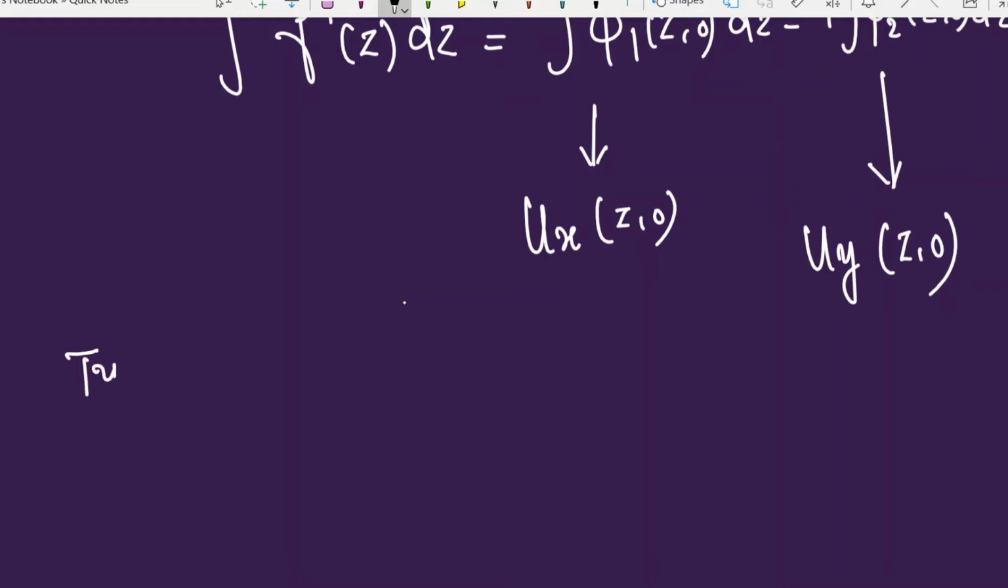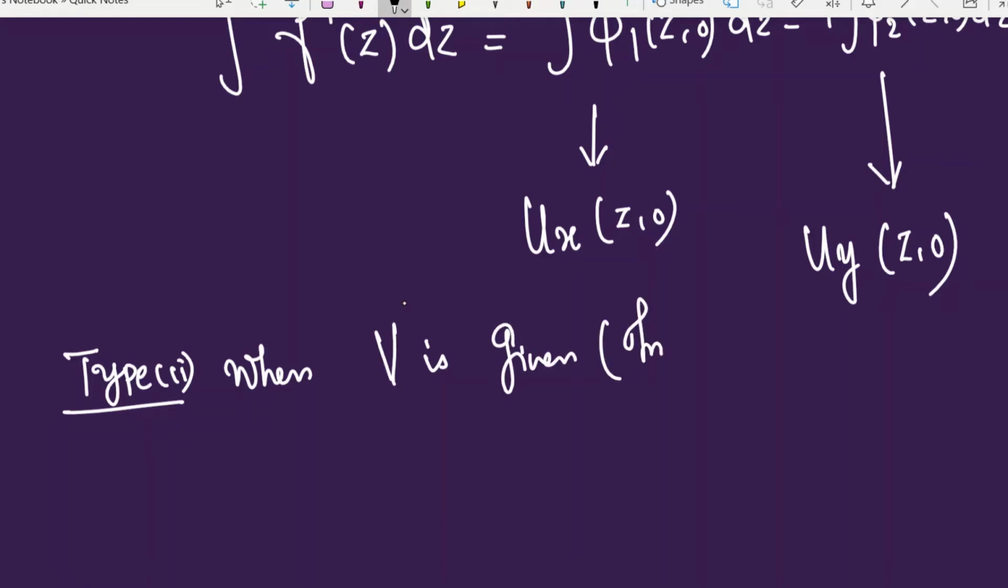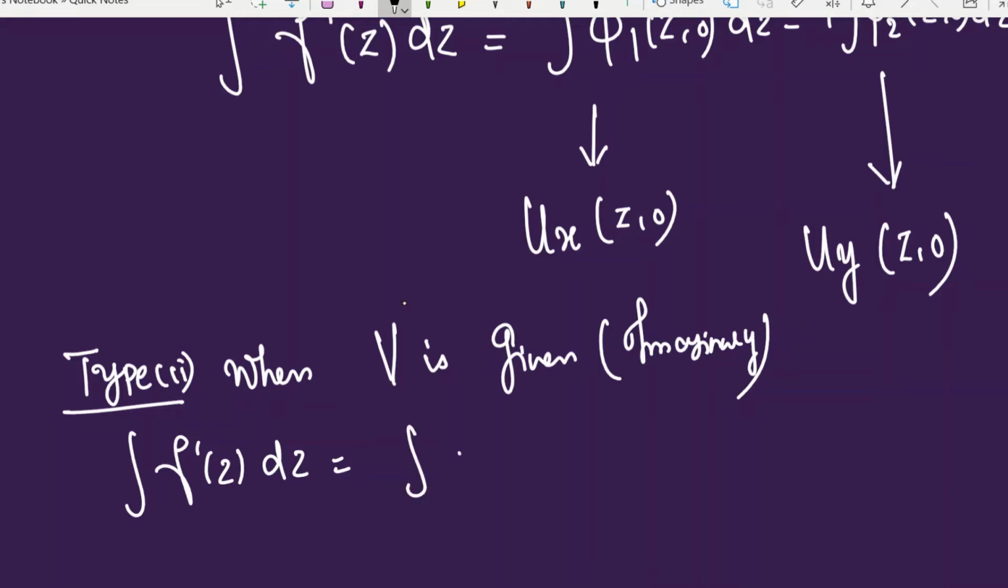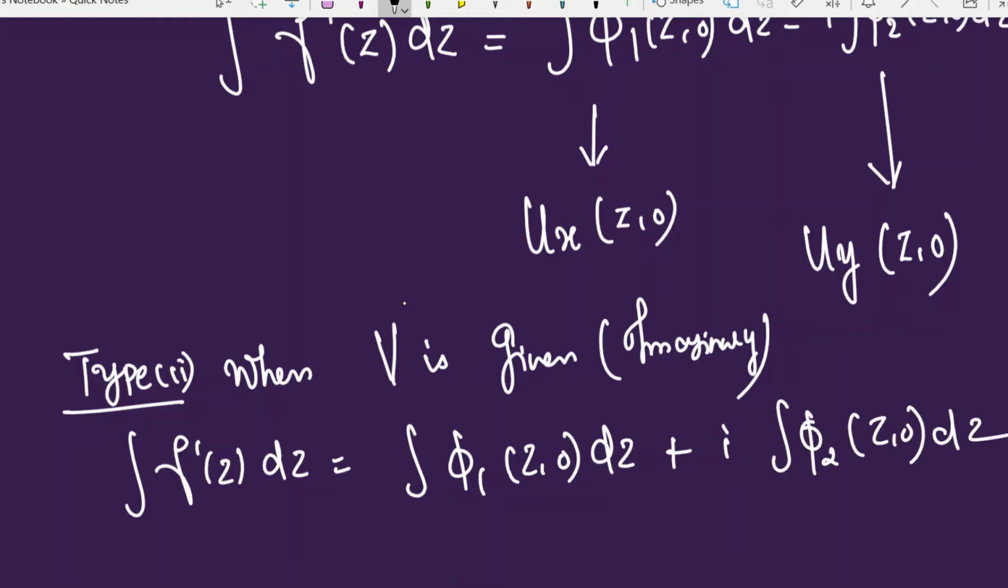And another type, what happens if the imaginary part is given? When v is given, the imaginary part, integral f dash of z dz equals integral phi 1 of z comma 0 dz plus integral phi 2 of z comma 0 dz.